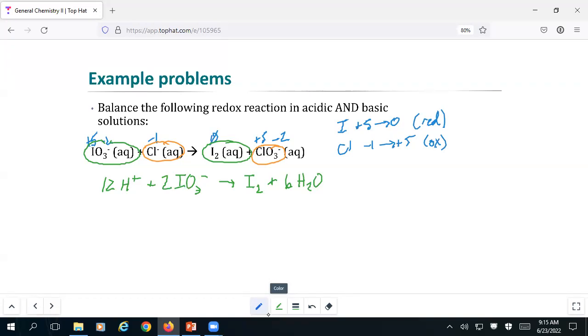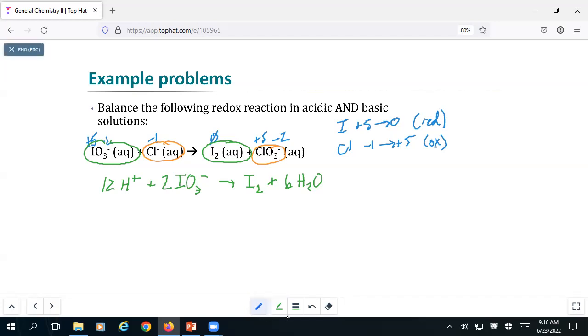I've got 12 hydrogens on each side. I've got 2 iodines on each side. I've got 6 oxygens on each side. From an atomic standpoint, it's balanced. From a charge standpoint, it's not. And that's the difference between a redox reaction and a molecular equation. We've got to have that charge balance as well.